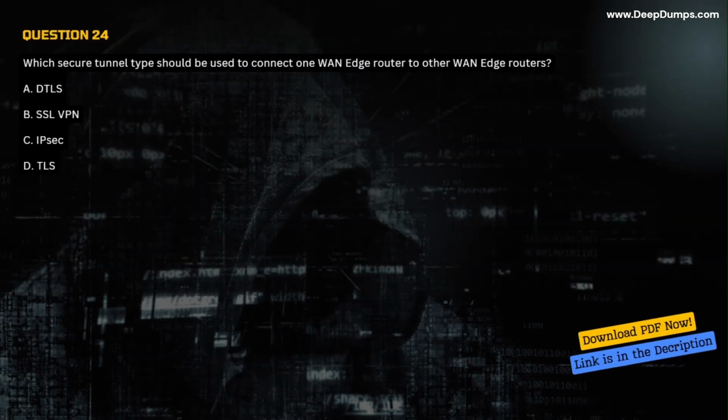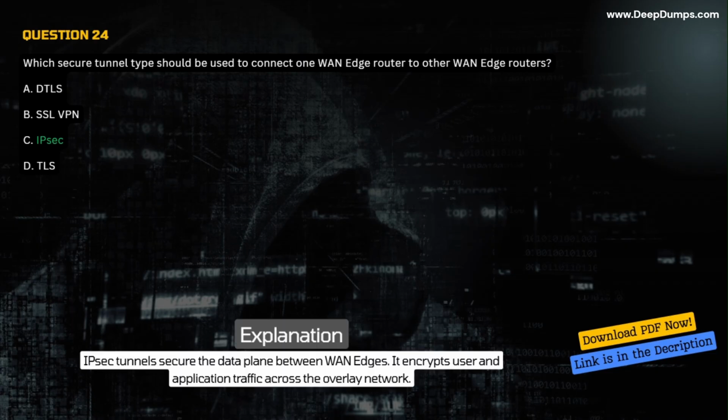Question 24. Which secure tunnel type should be used to connect one WAN edge router to other WAN edge routers? A. DTLS. B. SSL VPN. C. IPsec. D. TLS. Correct answer C. IPsec. Explanation. IPsec tunnels secure the data plane between WAN edges. It encrypts user and application traffic across the overlay network.